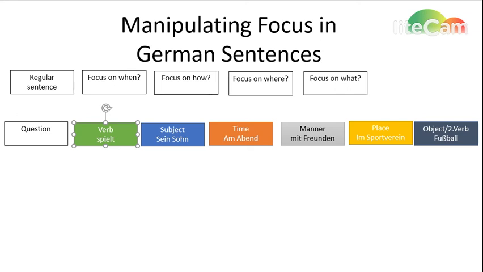And again, you're not learning this in order to speak the language, but to decipher it. And so if you see a verb, for example, in first place, then you know that you're dealing with a question. And if you find one of the other elements, other than the subject in first position, you realize that something else is being emphasized. There's a nuance to the sentence that I'm not going to find in the normal word order. So there you have it, manipulating focus in German sentences.